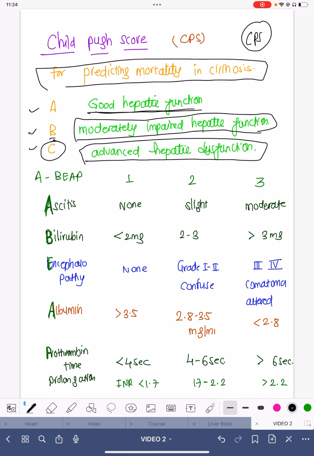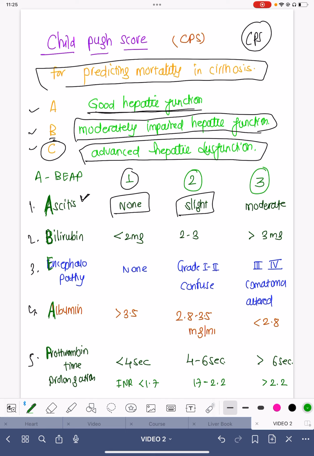So to calculate this Child Pugh score, we take into account a total of five things, out of which some are clinical and some are lab based. So the clinical one is ascites, presence or absence of ascites. If the patient has no ascites, we give a score of 1. If the patient has slight ascites, or if the patient's ascites is very well controlled, we give a score of 2. And if the patient has moderate ascites, or if the patient's ascites is not very well controlled even on medicines, we give a score of 3.